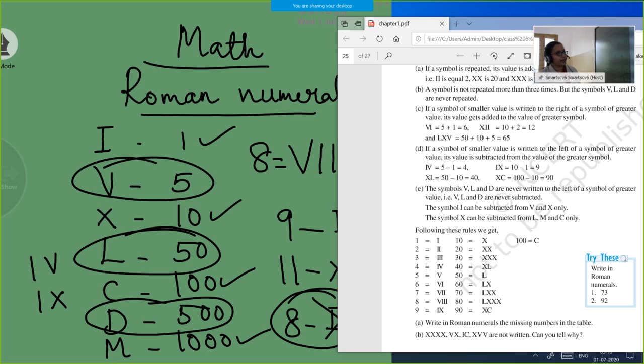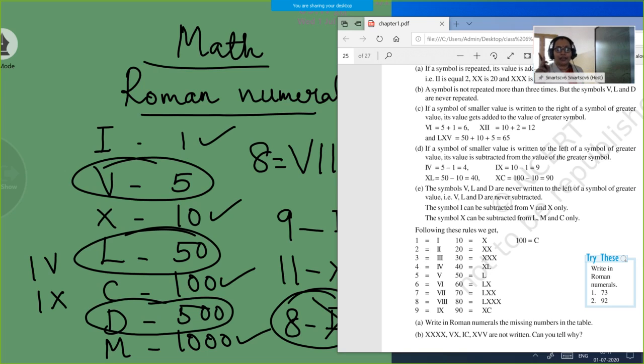Next one is: the symbols V, L and D are never written to the left of a symbol of greater value. That means the same thing as V, L and D never repeated. Underline that one also. The symbols V, L and D, that means 5, 50, 500, are never written to the left side of a symbol. That means they are never subtracted. We are not using V, L and D for subtraction.